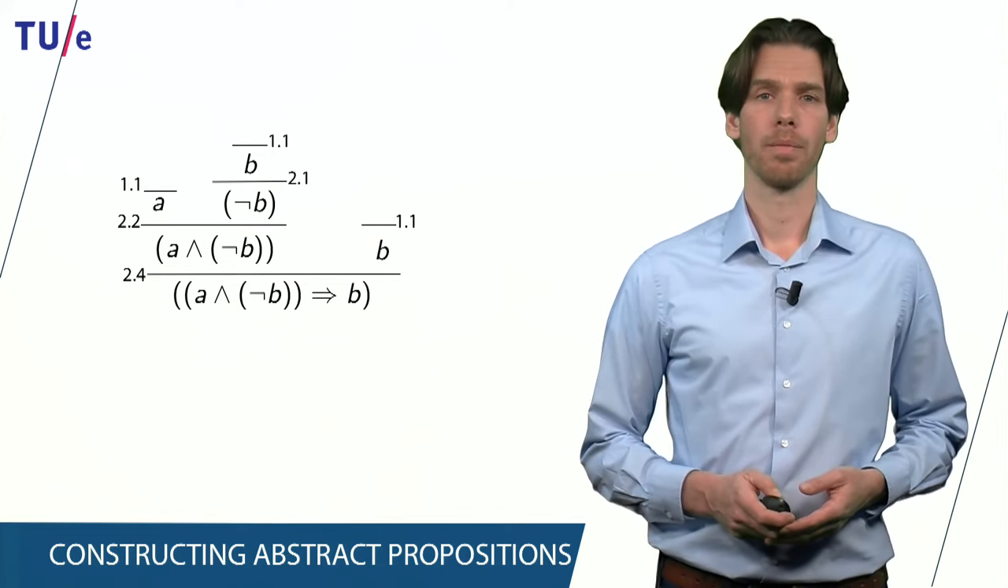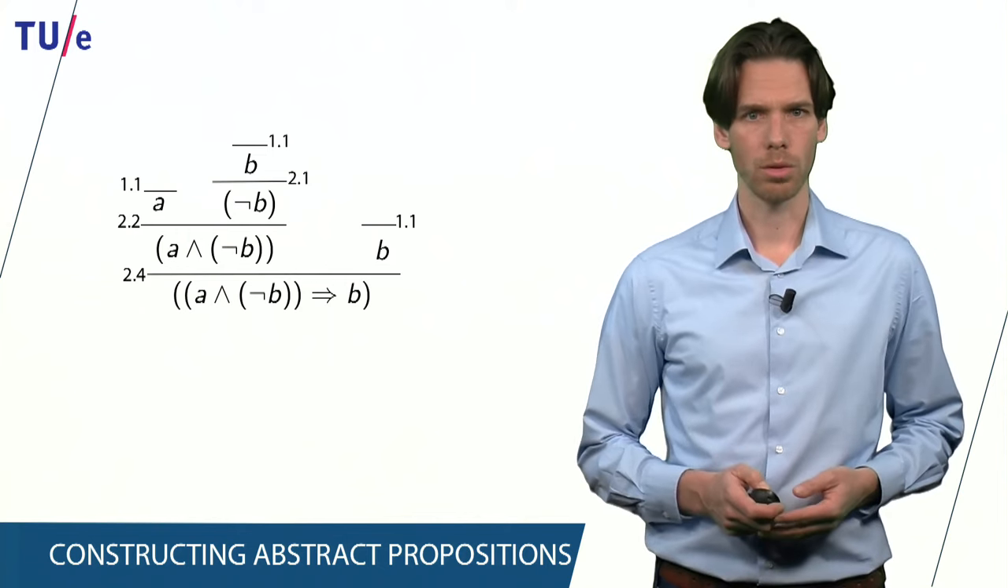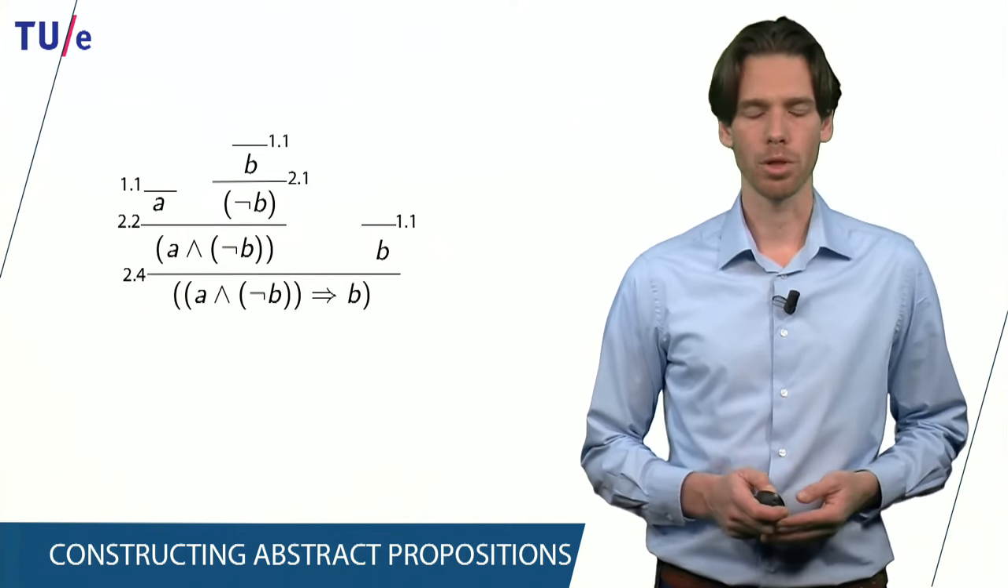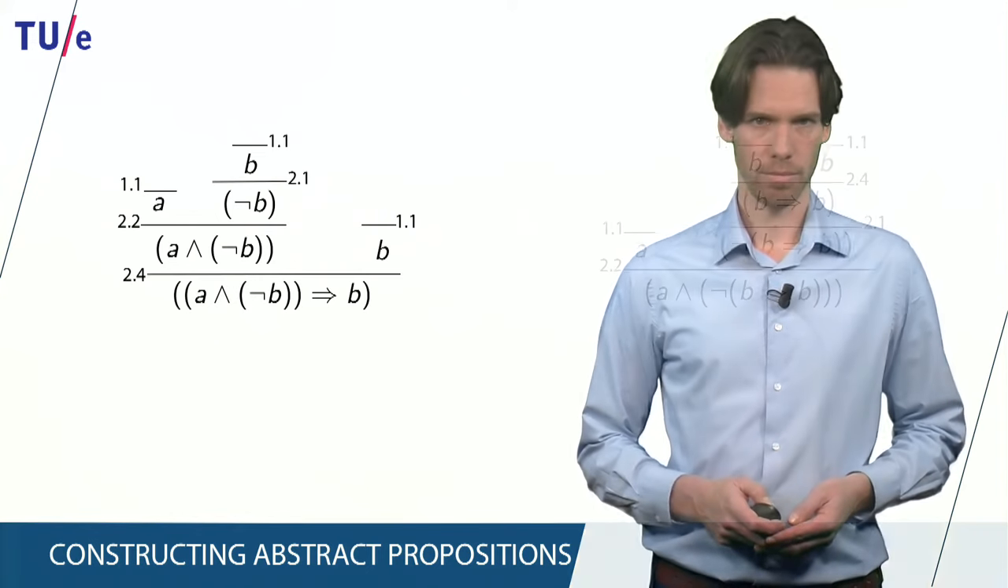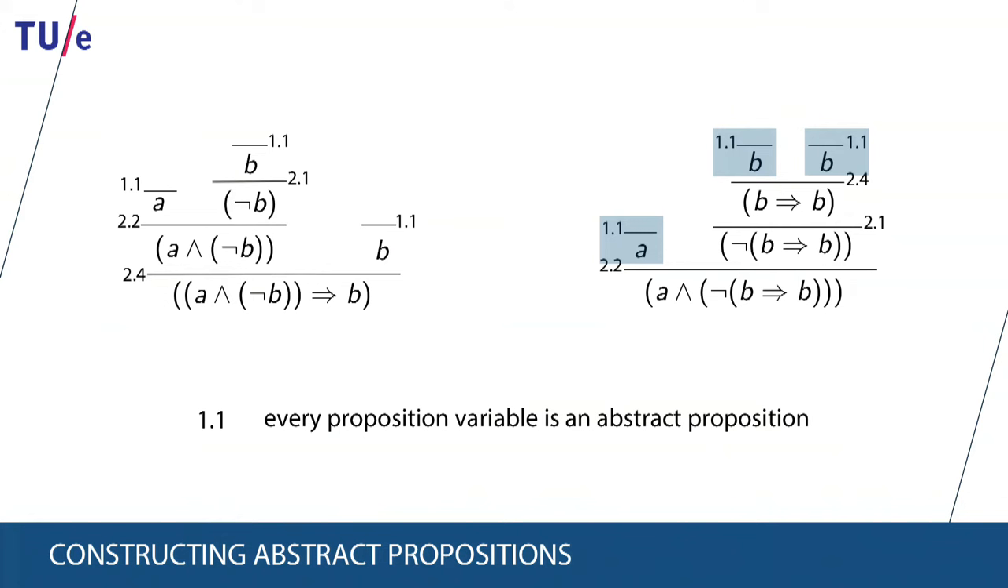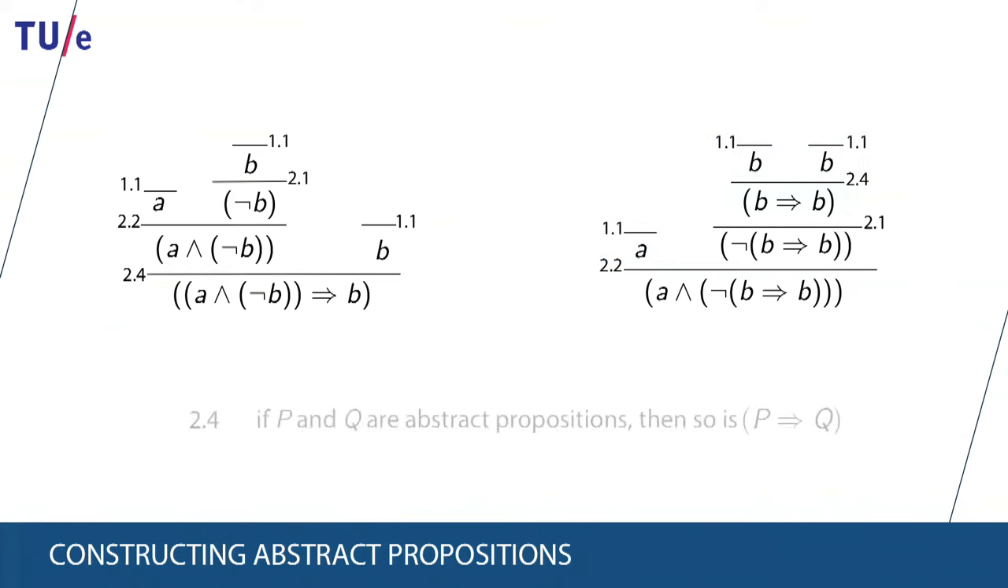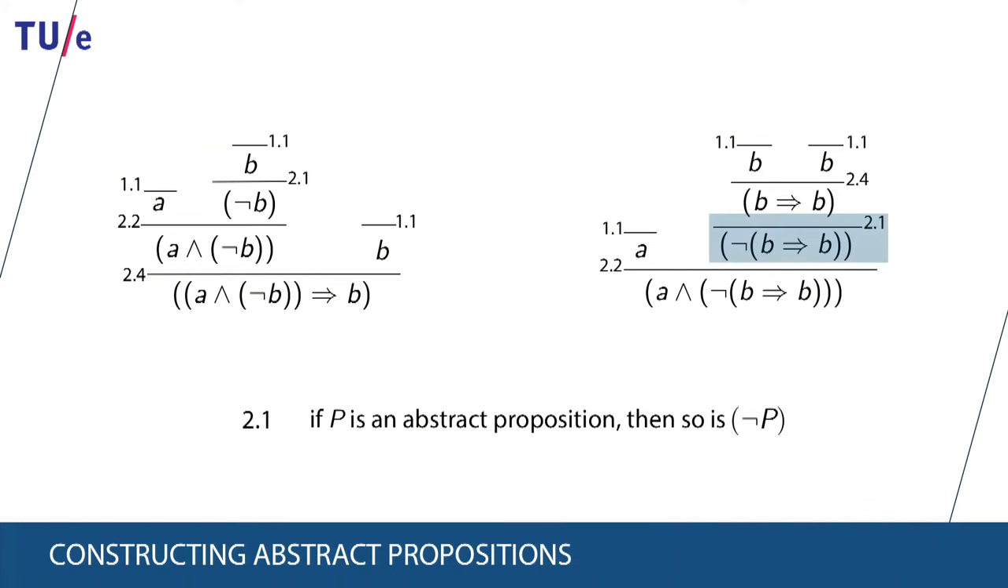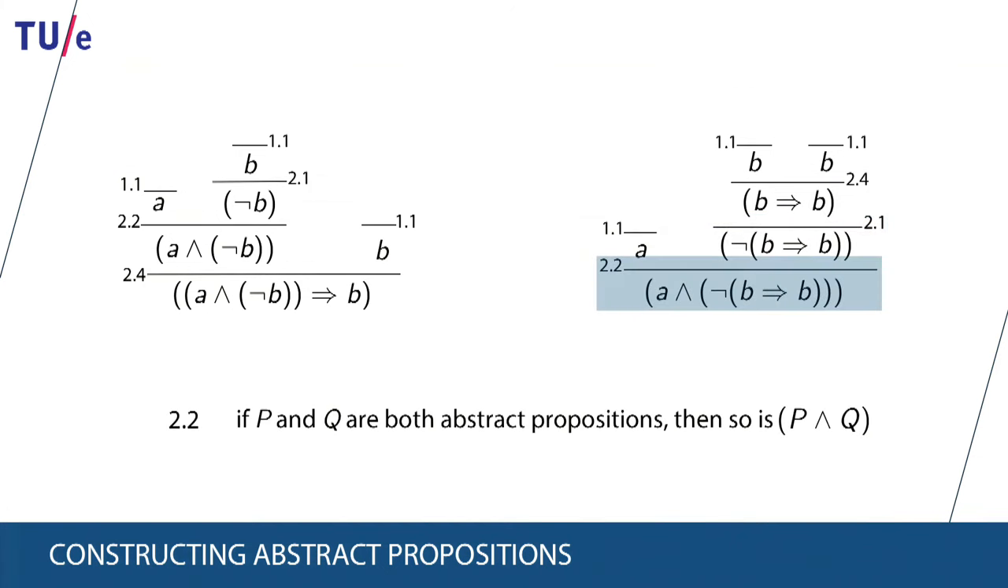The structure you see over here is called a proof tree, and it can be considered as a concise notation of a proof that the formula at the bottom, at the root of the tree, is an abstract proposition. Now consider another proof tree, and let's check that this is indeed a decent argument that A and not B implies B is an abstract proposition. Indeed, A and B are abstract propositions by clause 1.1. Since not B and B are abstract propositions, by clause 2.4 so is not B implies B. Since not B implies B is an abstract proposition, by clause 2.1 so is not (not B implies B). And finally, since A and not B implies B are abstract propositions, so is A and not B implies B.